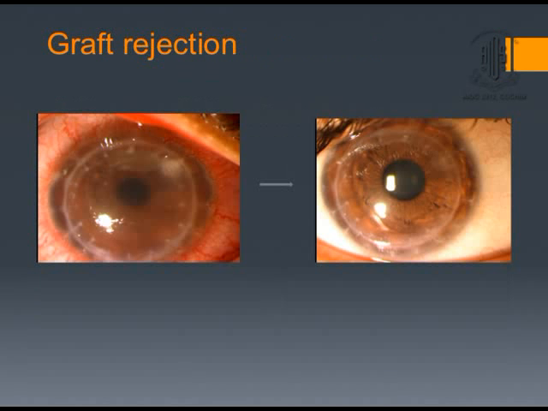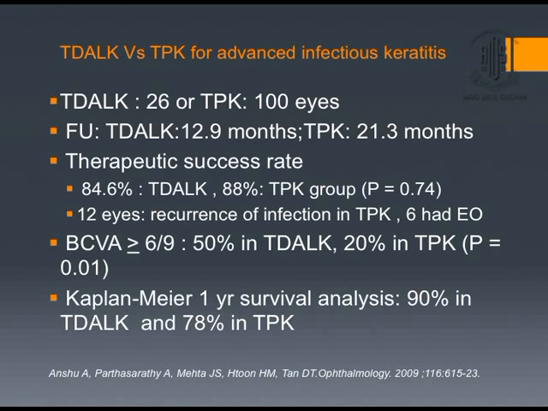There can be graft rejection. In this case it occurred because of a suture infiltrate which incited the rejection, but it got resolved on topical therapy. The only study available in literature which compares therapeutic DALK with therapeutic PK is one published by Dr. Donald Tan's group, and cases of therapeutic DALK had a success rate of 84% versus PK which had a success rate of 88%. Recurrence of infection in the therapeutic PK group was seen in 12 eyes, out of which 6 had endophthalmitis, vis-a-vis DALK, where this did not happen.